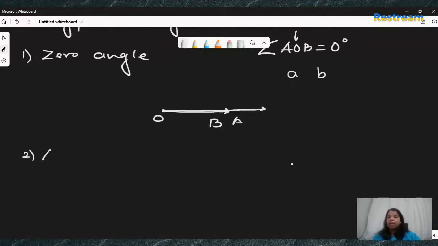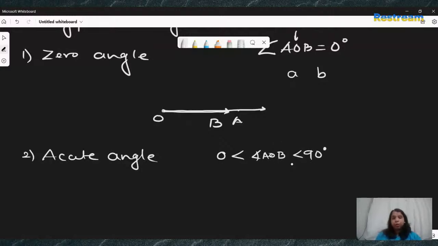Now the second angle is an acute angle. Most of us know this angle. Anything between 0 and 90 degrees is an acute angle. So it may look like this. So this is A, this is O, and this is B. Since O is at the center, I'm going to write it at the vertex. So angle AOB has to be between 0 and 90. So it can be 0.00001 degrees to 89.999999999 degrees, theoretically.